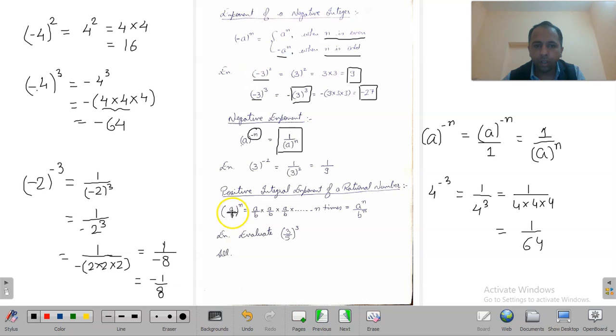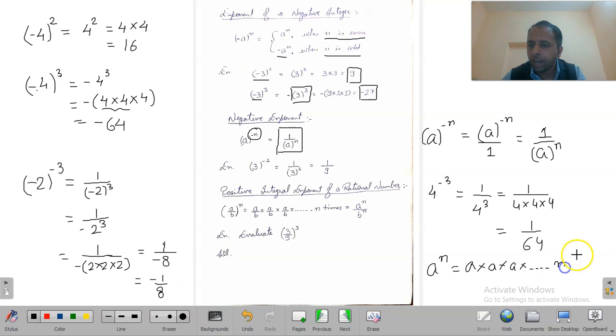So a upon b here is a rational number. We have learned this in chapter number 1, rational numbers. Any number in the form a upon b where b is not equal to 0 is a rational number. So a upon b is a rational number. a upon b to the power n. The concept will remain the same, like a to the power n. a to the power n means a multiplied by a multiplied by a, how many times?